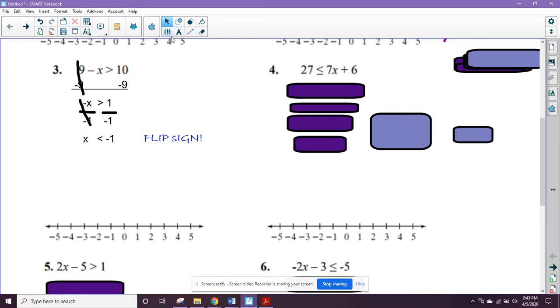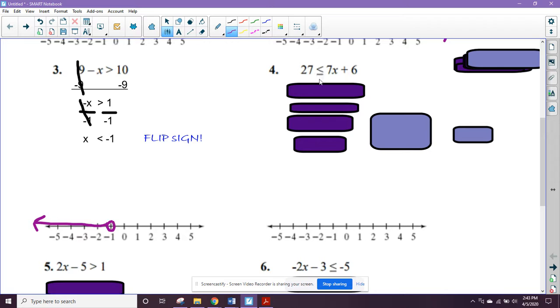So let's go on and graph this one. We're going to start at -1, and it is an open circle. And then we are graphing it to the left. And there you go.